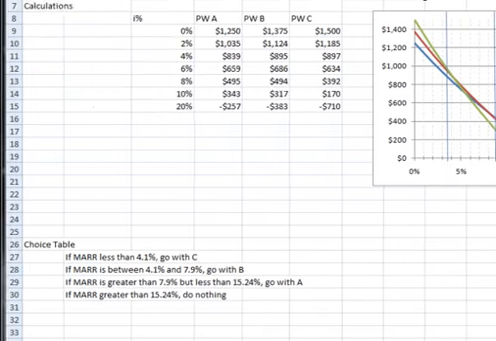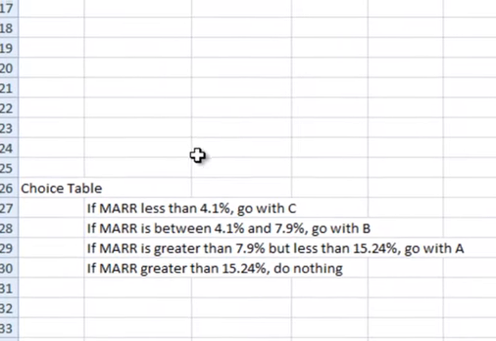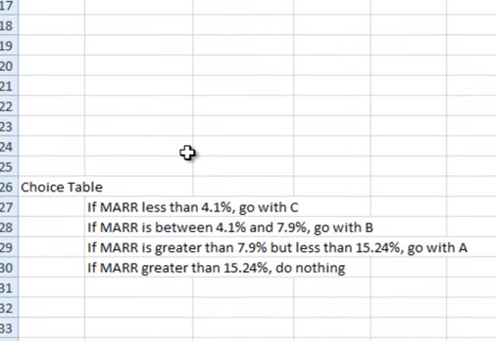And so what this is saying in this sensitivity analysis is, depending on what interest rate it is, which alternative. If your MARR is less than 4.1%, you are going to go with C. If your MARR is between 4.1 and 7.9, you're going to go with B. If the MARR is greater than 7.93 but less than 15.24, you're going to go with A. And if your MARR is greater than 15.24, you're going to do nothing because you're going to start losing money.